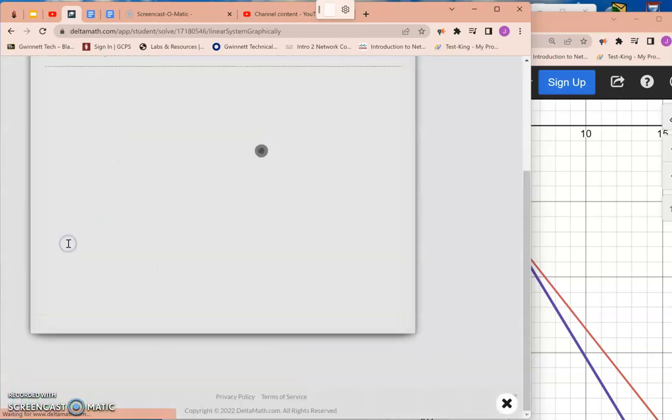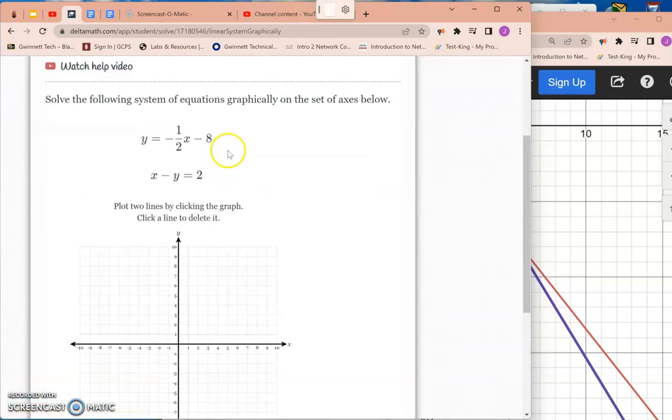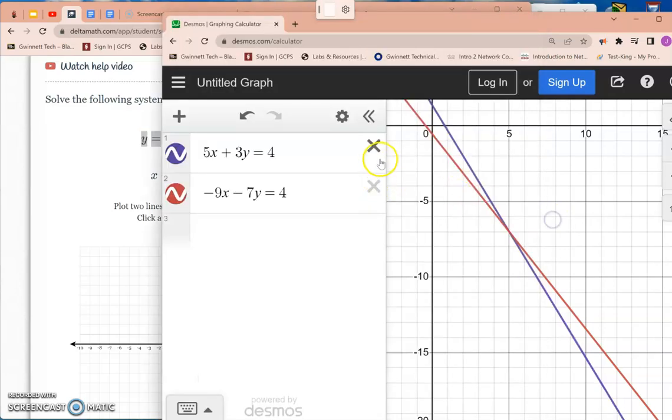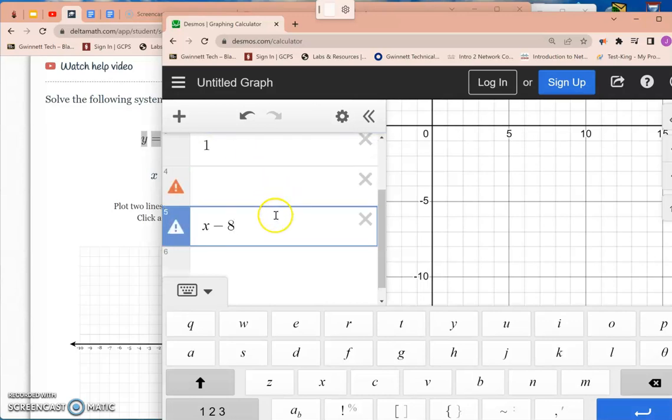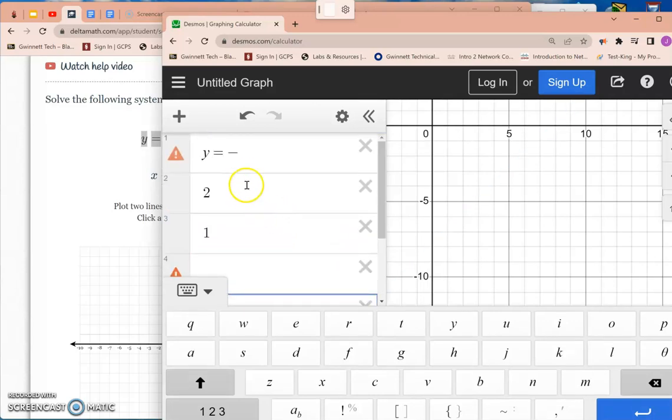All right, solve linear systems graphically. Again, Control C. And I'm actually going to do this both ways. Control C, okay, and again to cut, Control X.